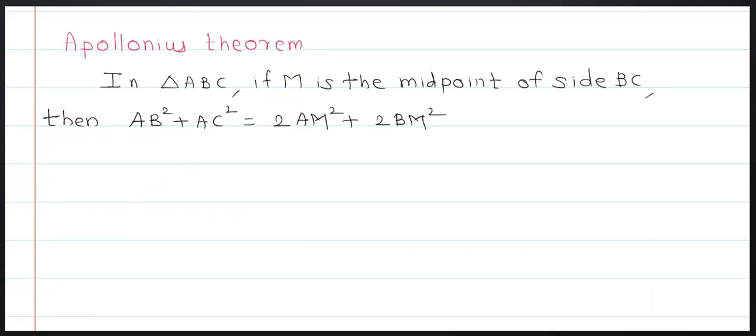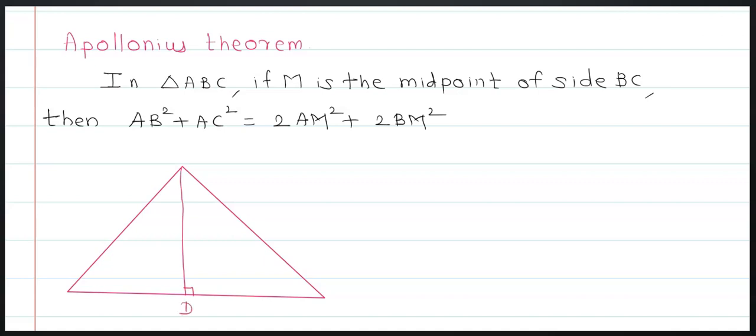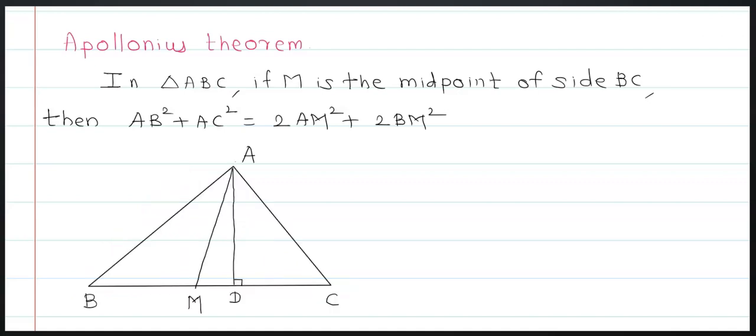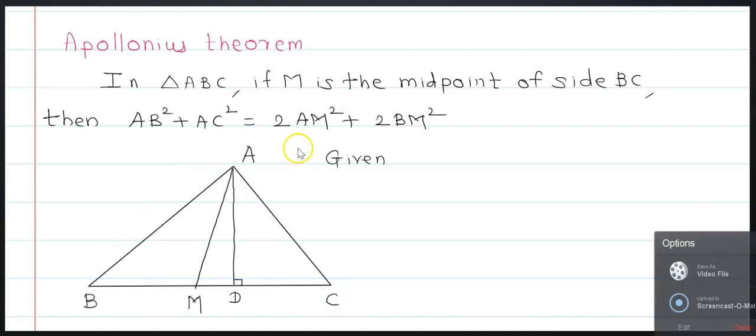See this triangle. This is the triangle ABC. M is the midpoint of BC. AD is perpendicular to BC. Therefore, AB square plus AC square is equal to 2 times AM square plus 2 times BM square.